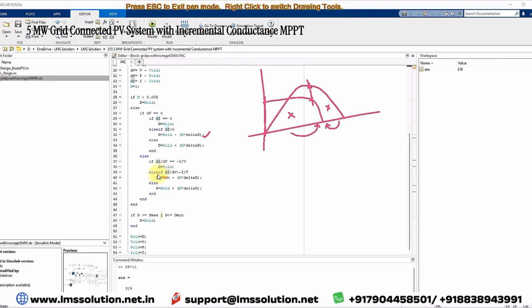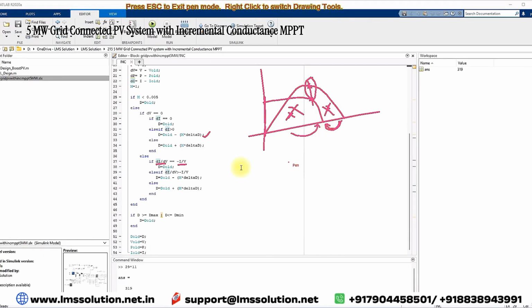Next, for the incremental conductance MPPT, the condition is dI by dV equal to minus I by V. This is the incremental conductance, which you equate to minus I by V. If both are equal, it is operating at the maximum power point condition, and there is no need to change the duty cycle. If dI by dV is greater than minus I by V, it is operating at this point, so we need to decrement the duty cycle to increase the voltage. Otherwise, when dI by dV is less than minus I by V, it is operating in this region. We need to increment the duty cycle to reduce the PV voltage in order to bring it back to the maximum power point.